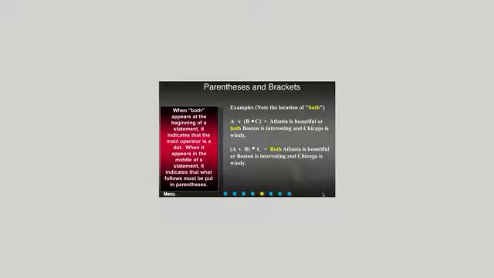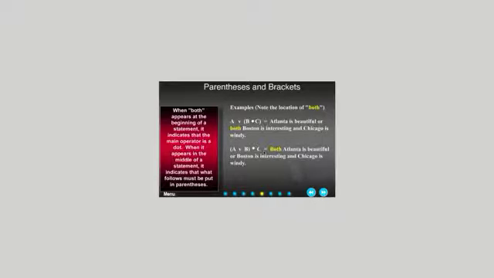When "both" appears at the beginning of a statement, it indicates the main operator is the dot. When it appears in the middle of a statement, it indicates what follows goes in the parentheses. So here we see "Atlanta is beautiful, or both Boston is interesting and Chicago is windy." So notice that "Atlanta is beautiful, or both," right? "Both" is the parentheses: Boston is interesting and Chicago is windy.